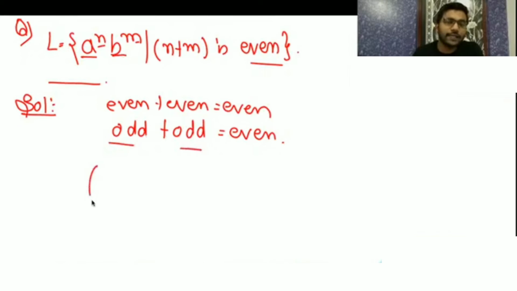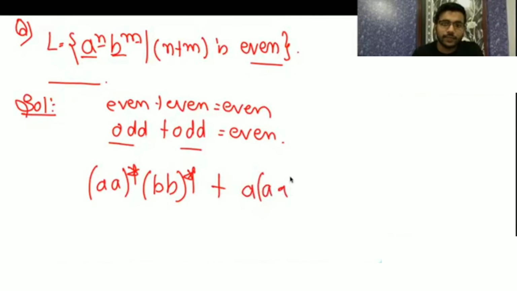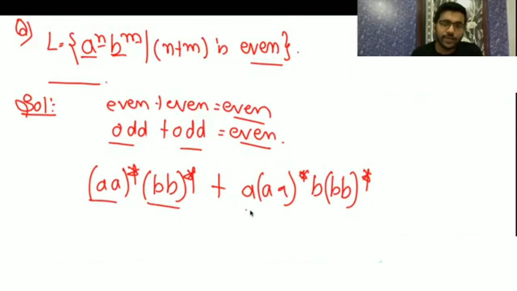So for that, I can give a regular expression: A star with even, then B is even. Otherwise, if A is odd, then B is odd. Then either this will happen or this will happen. In both cases, the sum is always going to be even. So if A is even, then B should be even. If A is odd, then B should be odd. Then odd plus odd, or even plus even, is going to be even.